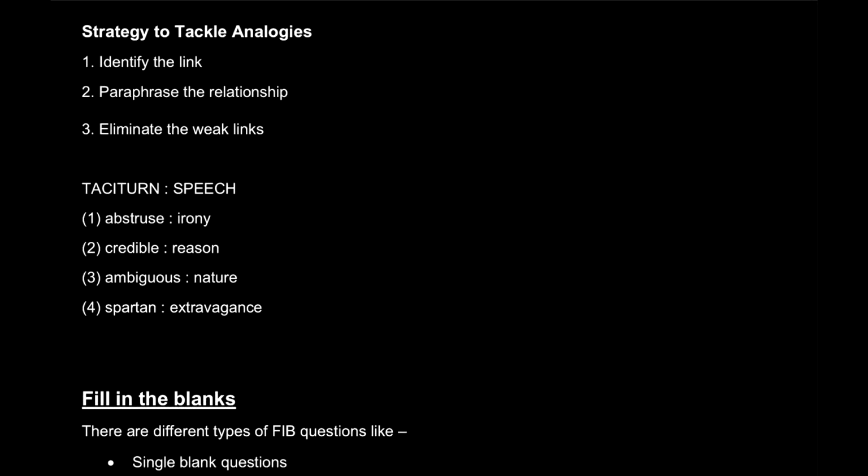Okay, now there are some strategies to tackle the analogy. The ones which I've named here is identify the link, which I talked already about, the finding of the logic. Paraphrasing the relationship is actually a part of finding the logic only. Once you get the words, now what you would be trying to do is you would try to express the relationship in your own words, in the fewest possible words. And when you do that, you come across a standard answer, and then you will go and check the options. Once you check the options, you can eliminate the weak options clearly from there, and that's how you do it.